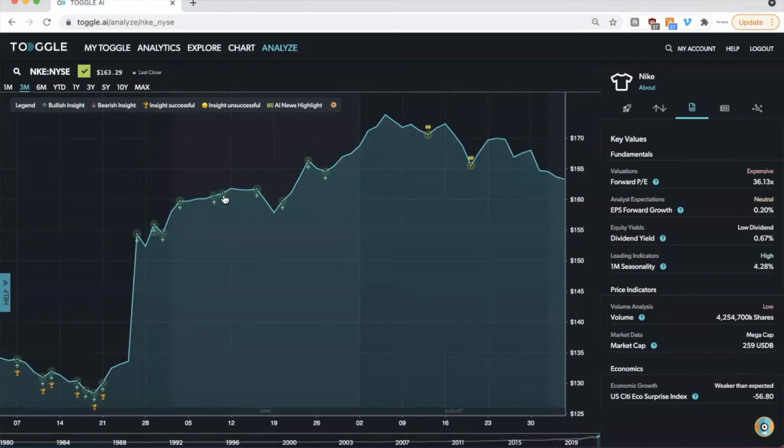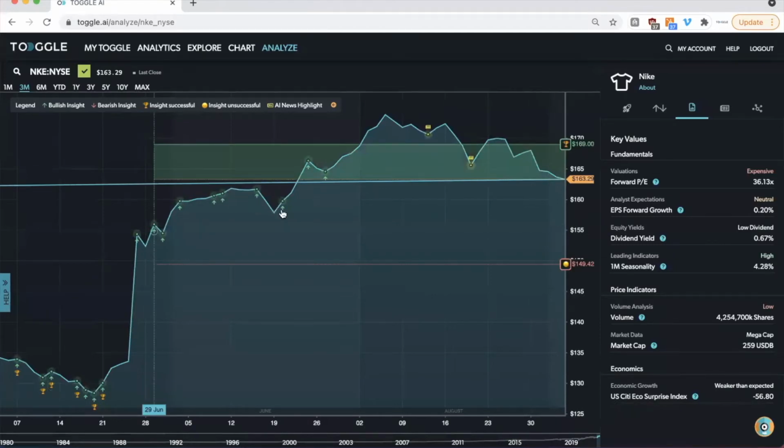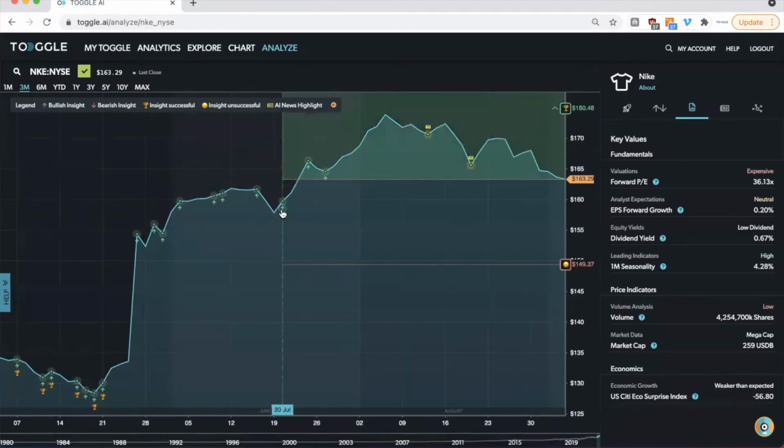If you want to further look at an insight, you can just click on the arrow and a preview will pop up on the right side, or we can go through it in another way, which I'll show you in a second.